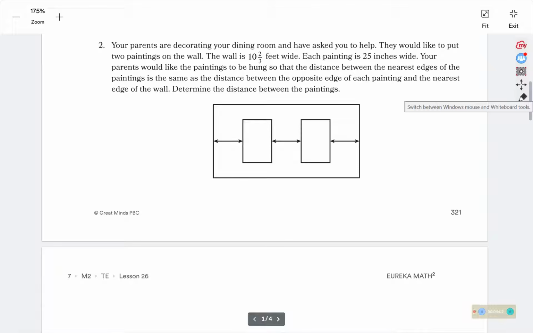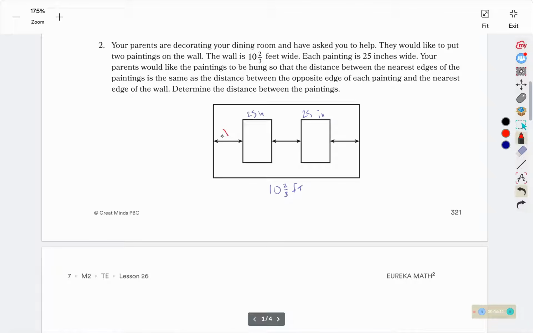Number 2, your parents are decorating your dining room and have asked you to help. They would like to put 2 paintings on the wall. The wall is 10 2/3 feet wide. Each painting is 25 inches wide. Your parents would like the paintings to be hung so the distance between the nearest edges of the paintings is the same as the distance between the opposite edge of each painting and the nearest edge of the wall. Determine the distance between the paintings.